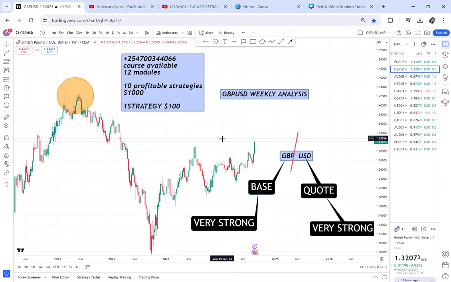Okay, guys. Now, GBPUSD is very easy to analyze on the weekly time frame without even going to the daily or 4 hour. And this is how I want us to analyze.